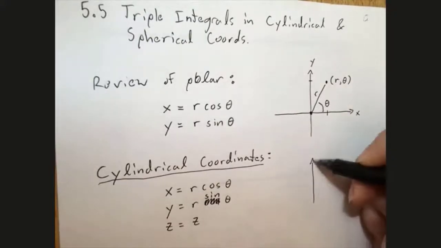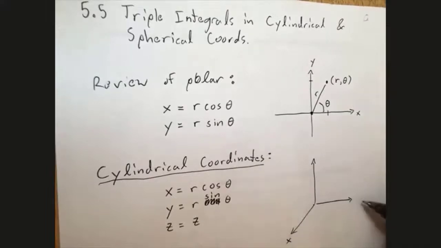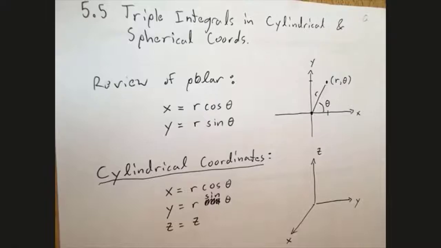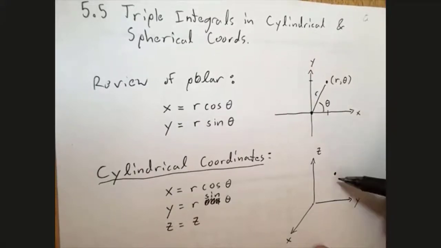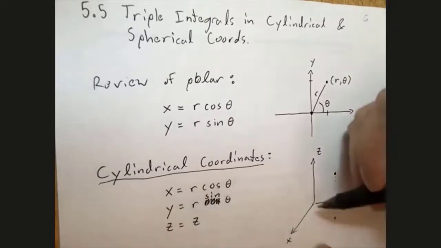So how is that going to look in 3 dimensions? Well, I have my x, y, and z axes. I've got the setup for polar coordinates in the xy plane. So if I specify a point in space, I'm going to drop it down to the xy plane and look at that point down there. And then that point I can specify using this r and this theta.